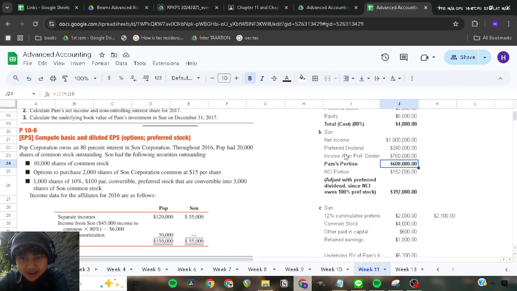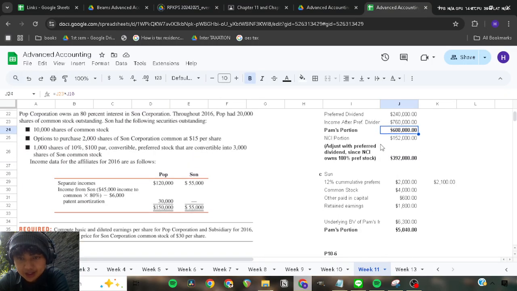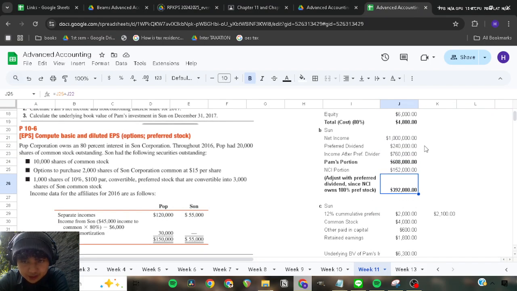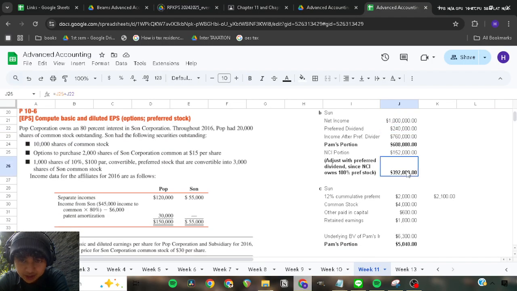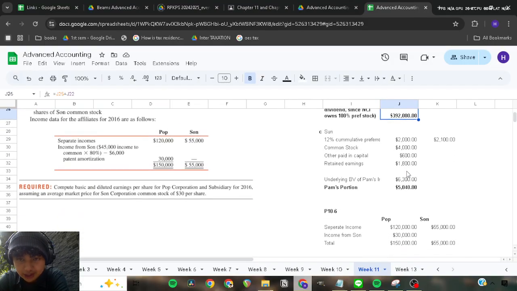You have that, right? As for the NCI, this is how I calculate the NCI. I added the preferred dividend here with the NCI, since in this case NCI is kind of the preferred stocks from what we're looking at, because the parent owns the common stocks, right? So the preferred stocks should belong to parties other than the parent, so the NCI. And so I add that with the preferred dividend here as well. So that's the portion for the NCI.